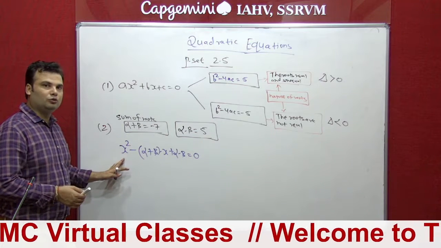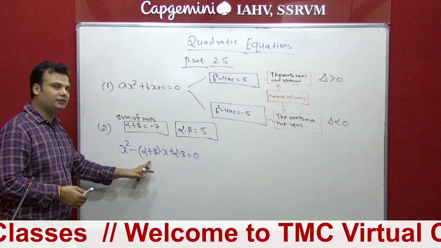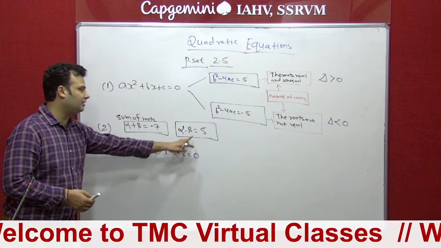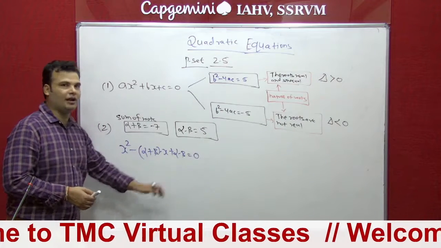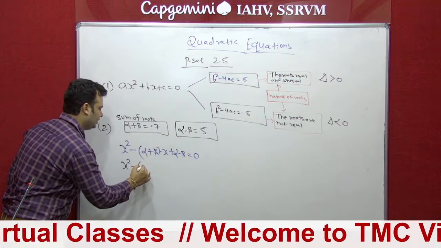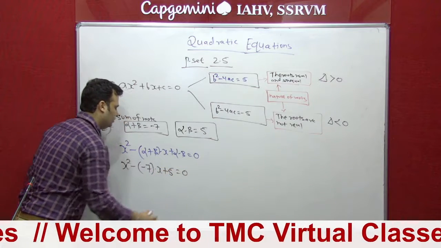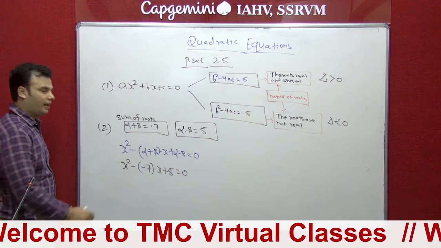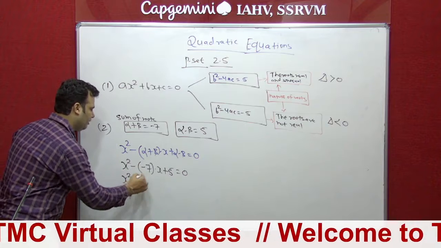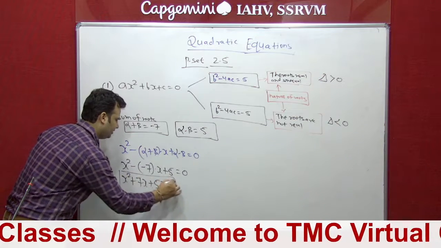So whenever roots are given in the form of alpha and beta, alpha plus beta is given as minus 7. In place of alpha plus beta we can put minus 7, and their product alpha into beta is given as 5, so in place of alpha into beta we can put 5. Let's start. x square minus (alpha plus beta, which is minus 7) into x plus alpha into beta, which is 5, equal to 0. So x square, minus into minus, student, is always plus. So plus 7x plus 5 equal to 0.